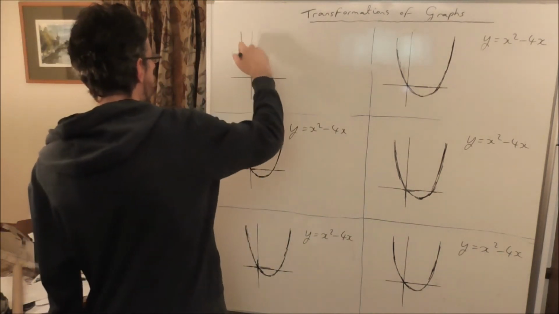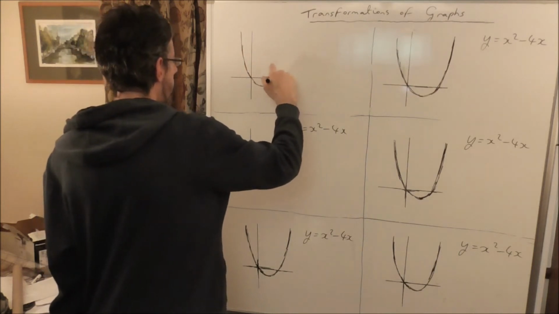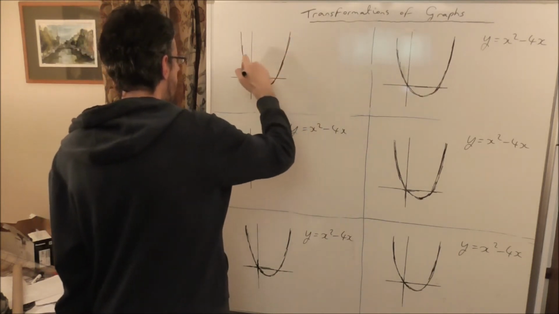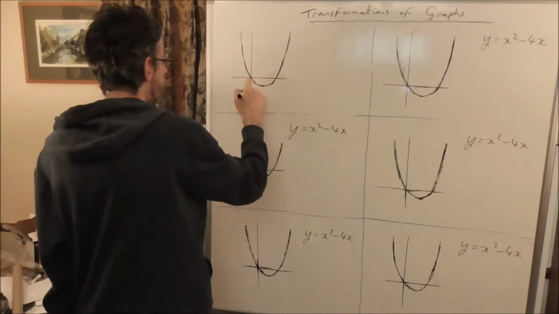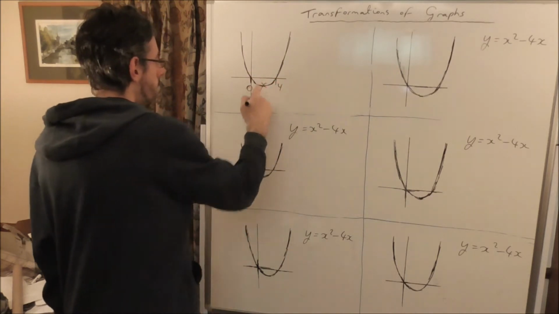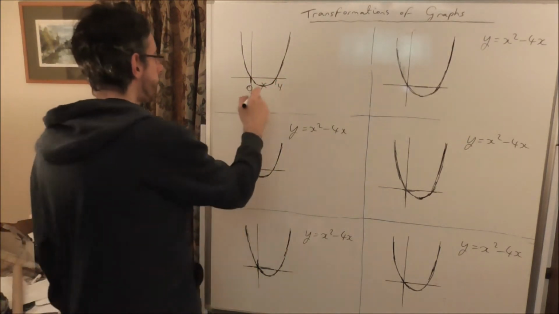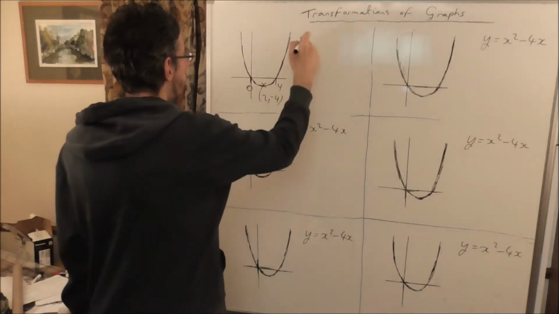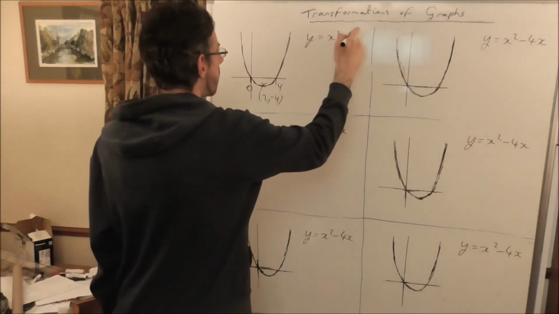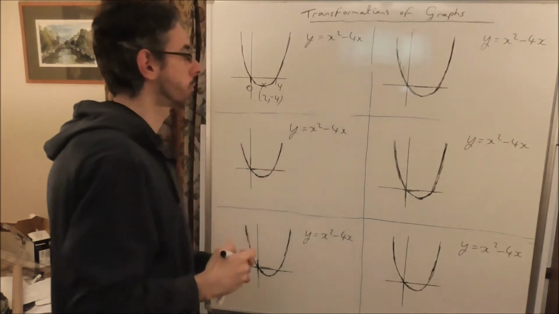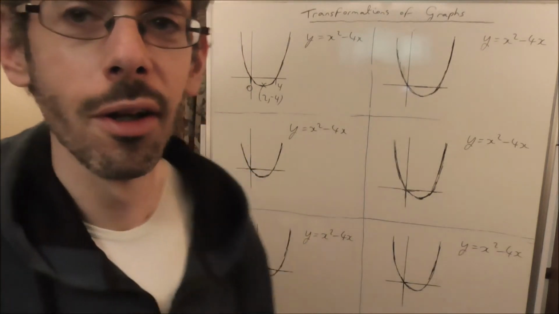It's a quadratic graph, it's an x squared graph, so it's symmetrical, and it gets steeper as it goes up. This one goes through the x-axis at 0 and 4, and the lowest point is (2, minus 4). So this is the graph of y equals x squared minus 4x, and I'm going to transform it a few different ways.